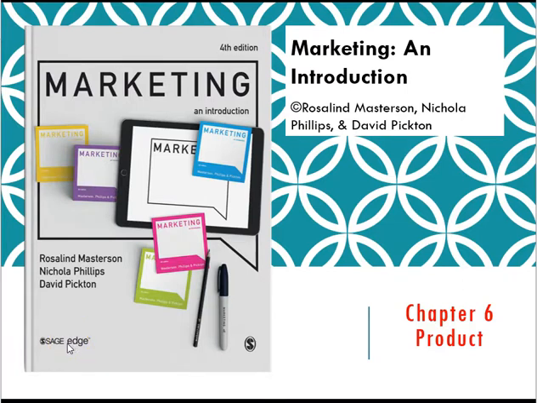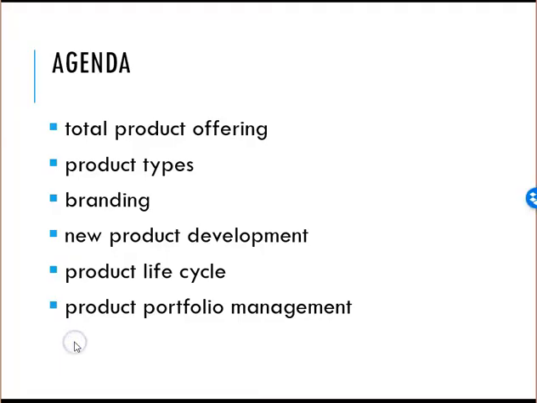Chapter 6 and the several chapters after it start to go into detail into the 4 P's of product, price, place, and promotion. So Chapter 6 will discuss the product side. Now when we talk about products, I mean everything from the total product offering to different product types, to branding or naming your products, to new product development, the product life cycle, and important to marketing managers, the product portfolio management.